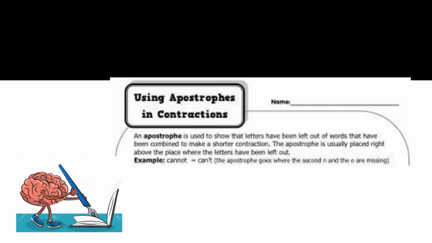Using apostrophe in contractions. An apostrophe is used to show that letters have been left out of words that have been combined to make a shorter contraction. The apostrophe is usually placed right above the place where the letters have been left out. For example, cannot. Here we have not used the NO before the T. Instead of that, we just put an apostrophe.